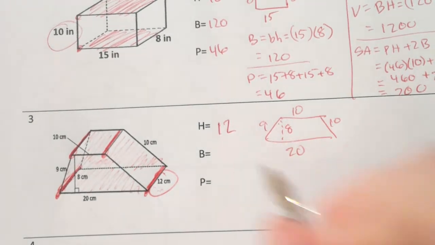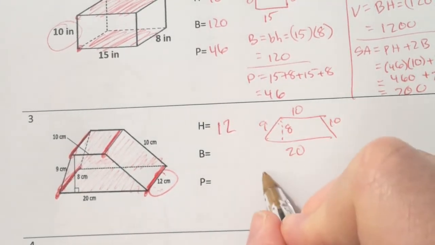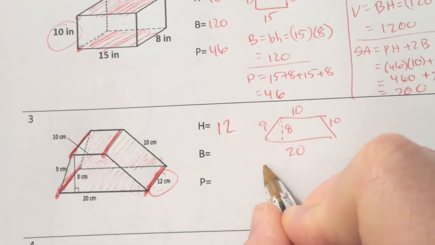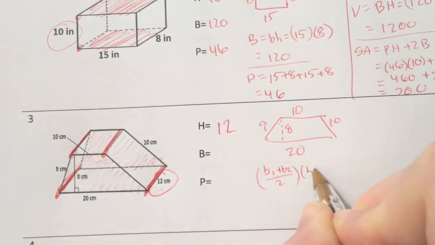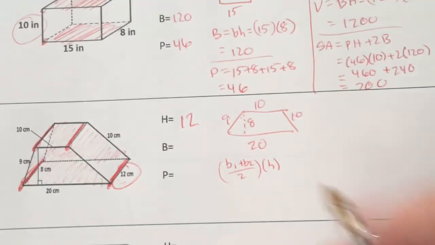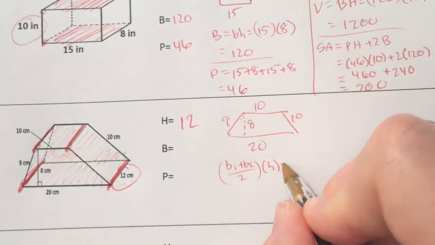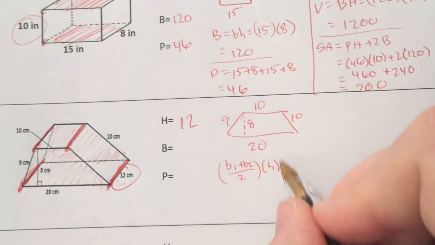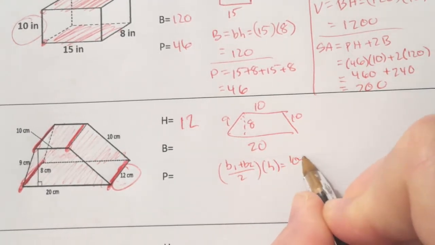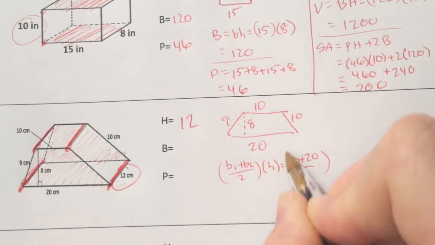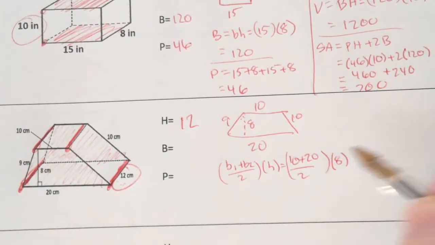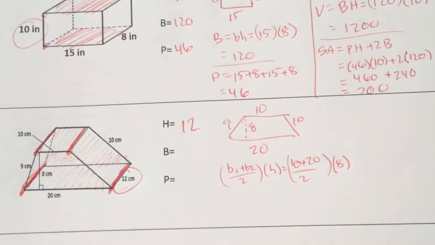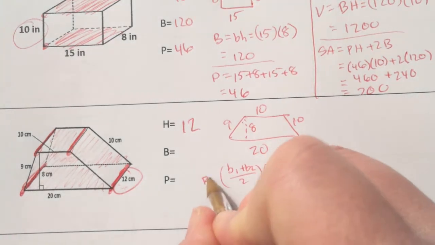All right, so base area. Base area for the trapezoid is base 1 plus base 2 all over 2 times the height. And it's little height, not the capital height, which is the height of the 3D shape. It's the little height. It's the height of this trapezoid. So that'd be 10 plus 20 all over 2 times 8. Well, what about that 9 and that particular 10? It doesn't do anything because it's not important for the base area.